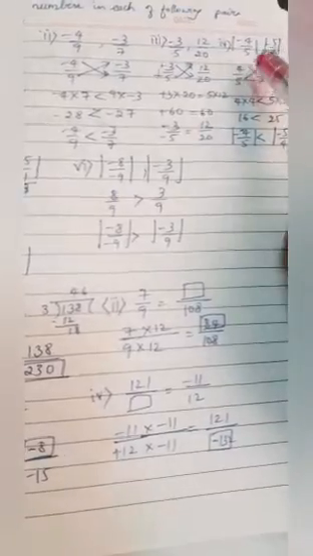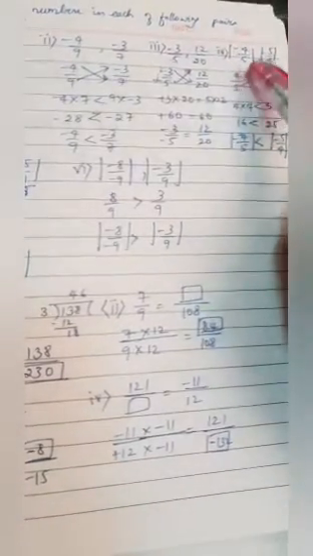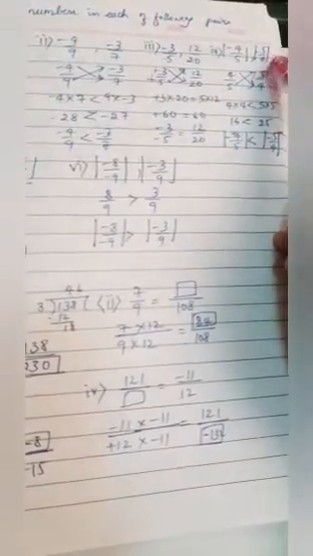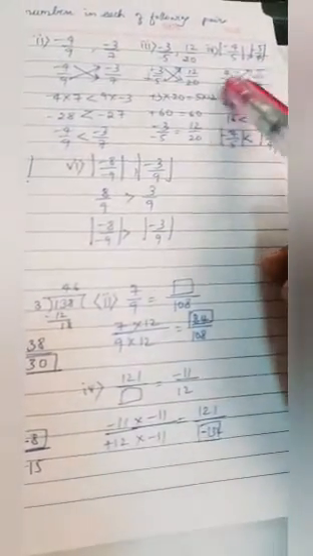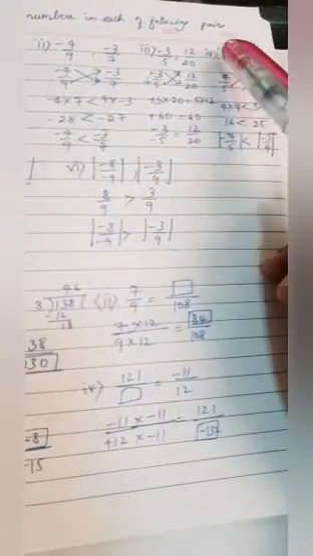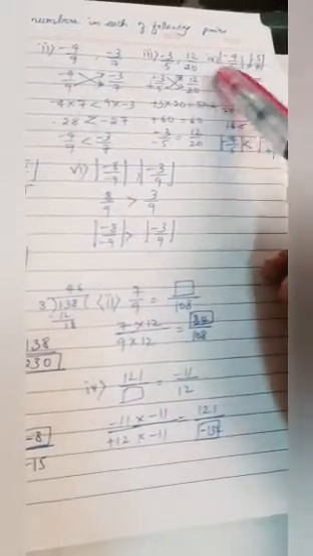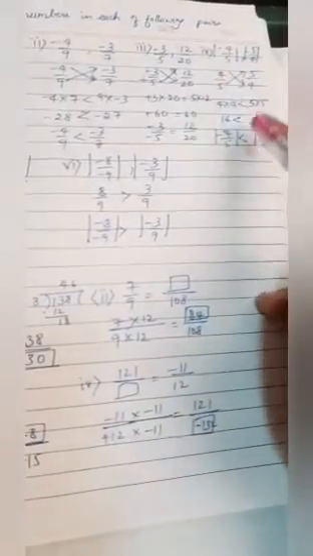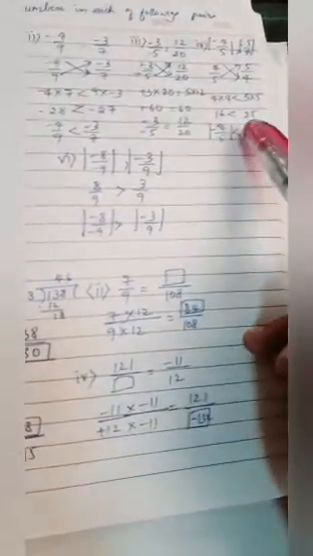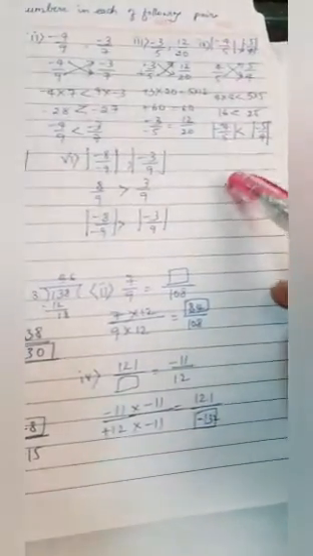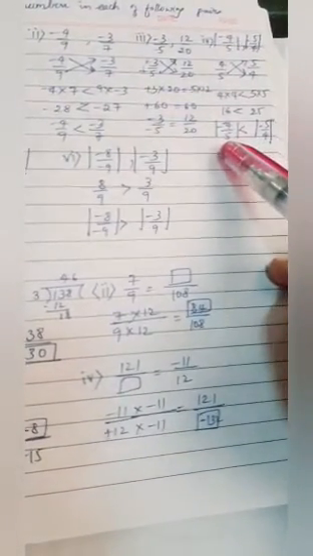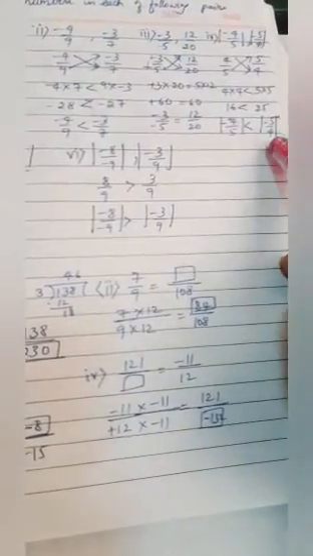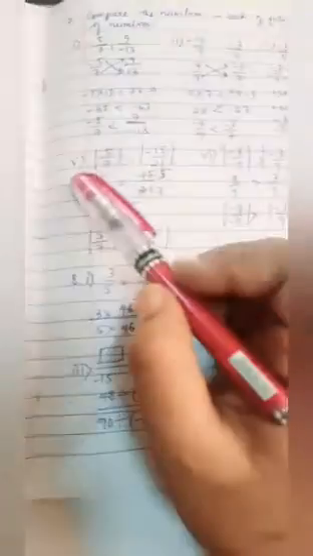Question number 4. Absolute value of minus 4 by 5 and absolute value of minus 5 by 4. When cross multiplied, we have to neglect the negative sign, only take the positive rational numbers. 4 4s are 16, 5 5s are 25, which is the greater number. Therefore in the last step we write the absolute value of minus 4 by 5 is less than the absolute value of minus 5 by 4.